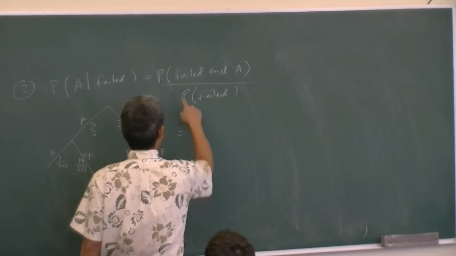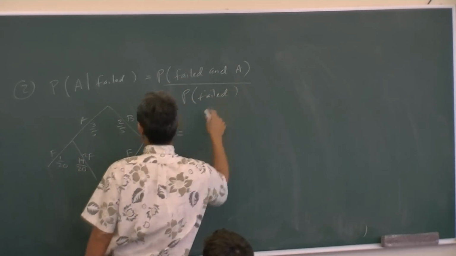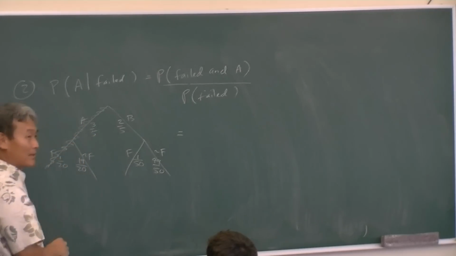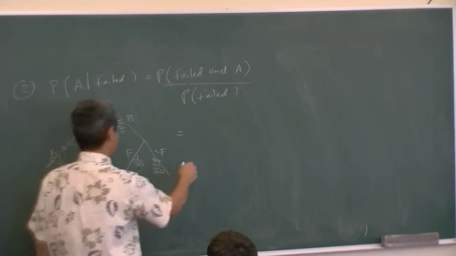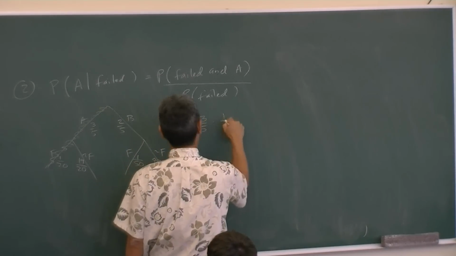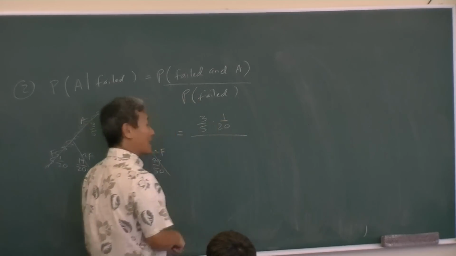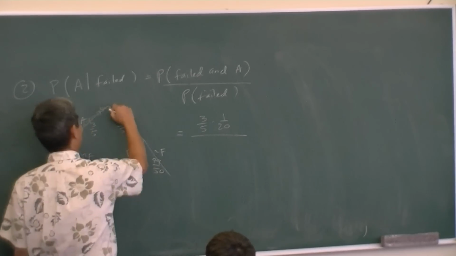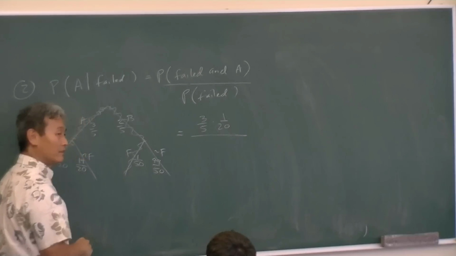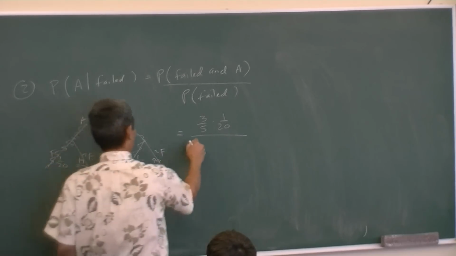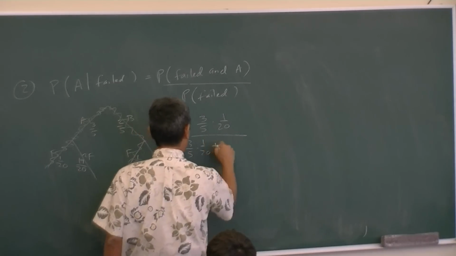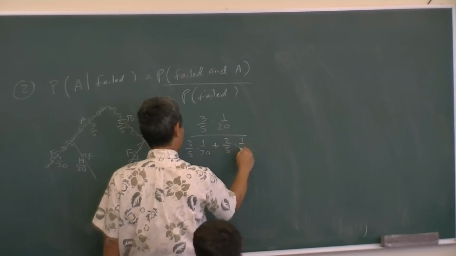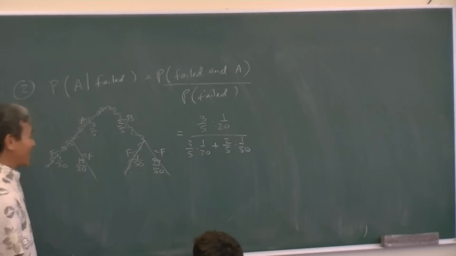Okay, so what is the probability that it failed and it came from machine A? Well, right here, it came from machine A and then it failed. What's the probability of that happening? This times that. You just multiply the numbers. 3/5 times 1/20. And then what's the probability that it failed? Well, there's two ways it can fail, right? It can come from machine A and it failed, or it can come from machine B and it fails. So 3/5 times 1/20 plus 2/5 times 1/50.